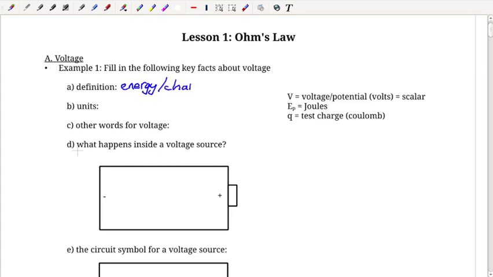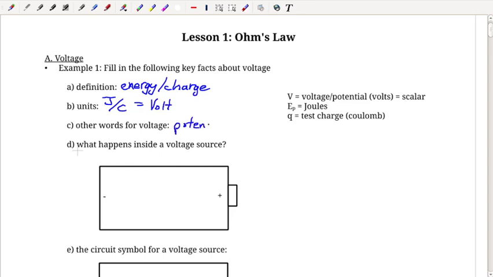And as an equation, we had EP over Q. So the amount of energy per charge that we have. Energy is measured in joules and charge is measured in coulombs, and we called this 1 volt. A joule per coulomb was a volt. Another word for voltage was potential or electric potential.